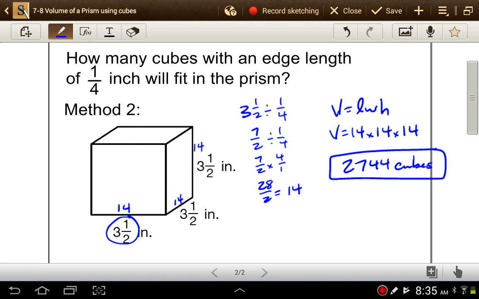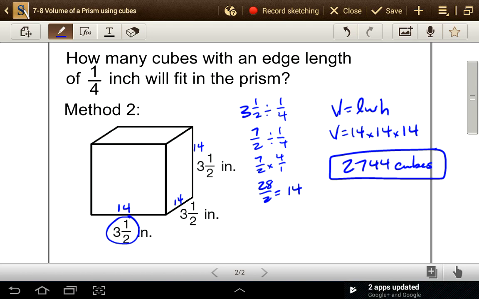I personally like method 2 better. I think it's a little faster, a lot less multiplying and dividing, and I also think that it helps in case of a problem where you might have some extra space left over. You don't have to worry about if that's an issue or not. Also, what's nice about this, if you're not very good at dividing, you could have just counted your 1/4 cubes, knowing that 3.5 inches is 3 inches and 1/2, so that's 3 times 4 to get to 3 inches, and then 2 more to get to that half. So you can kind of count it out instead of having to divide.